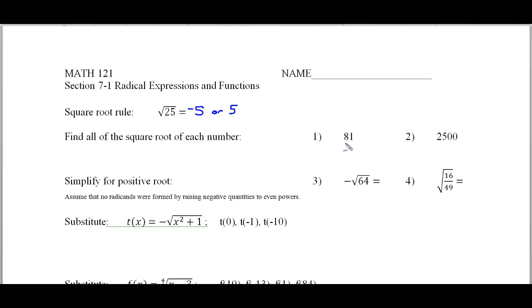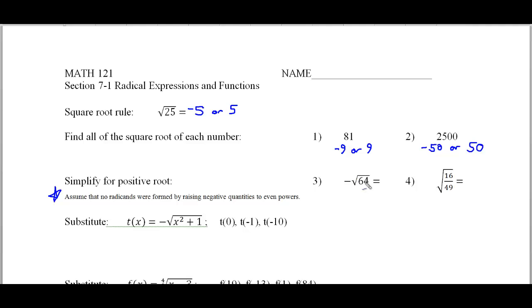So for example, in number 1, to find the square roots of each number, we're going to have -9 and +9. Or we could have, taking the square root of this, either -50 or +50. Now your calculator is only going to give one of those two answers. It's only going to give the positive answer because the calculator assumes that no radicands were formed by raising negative quantities to even powers. So when you take the square root of anything on your calculator, it will always give you the positive answer, or the absolute value of that answer. This little clause is going to get us out of writing absolute value symbols.